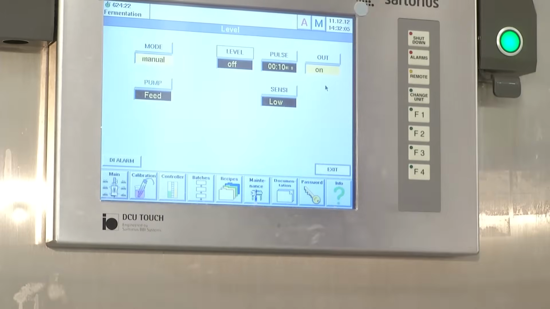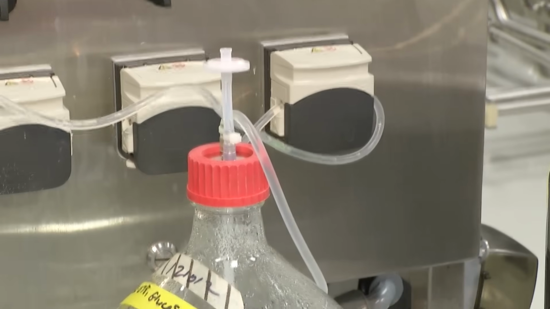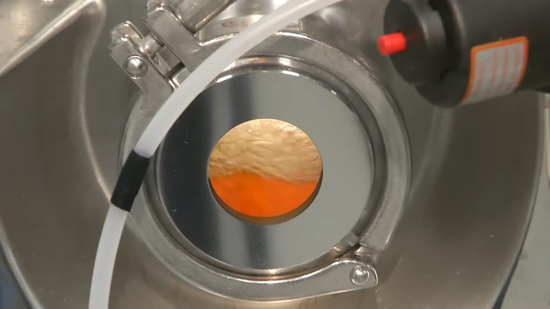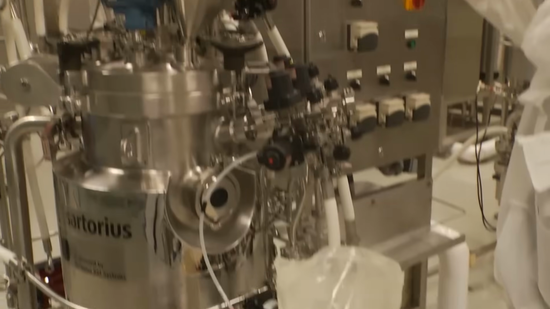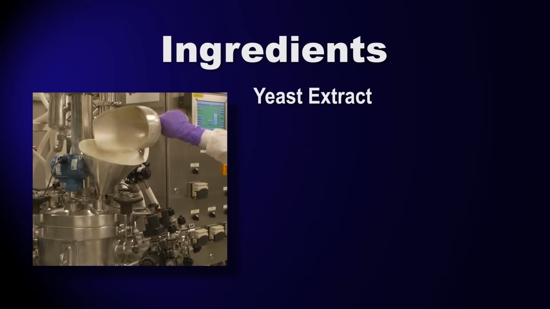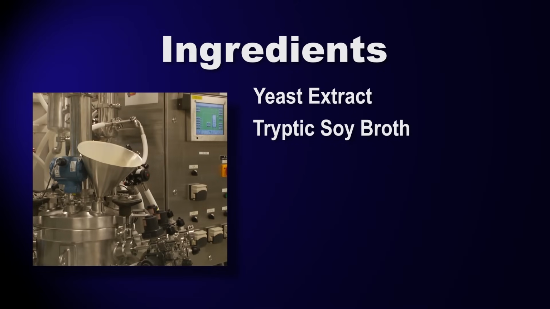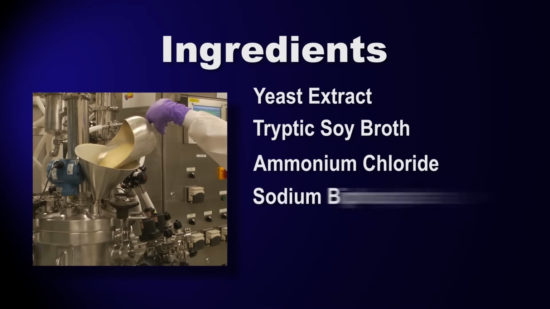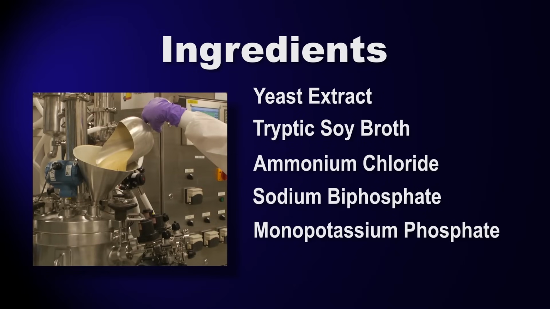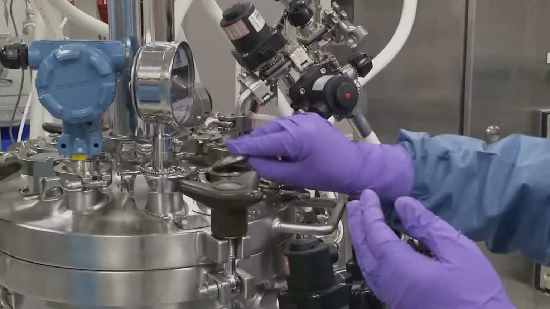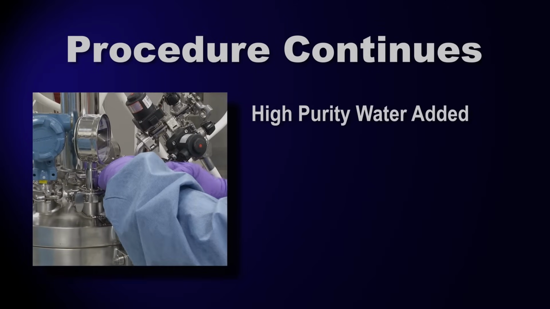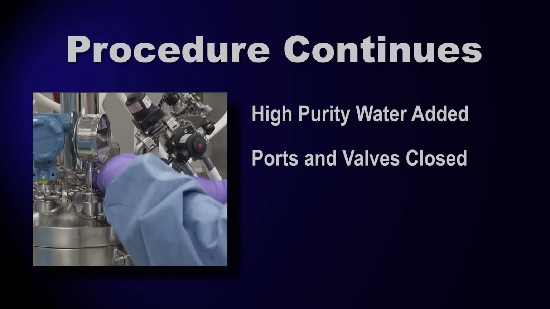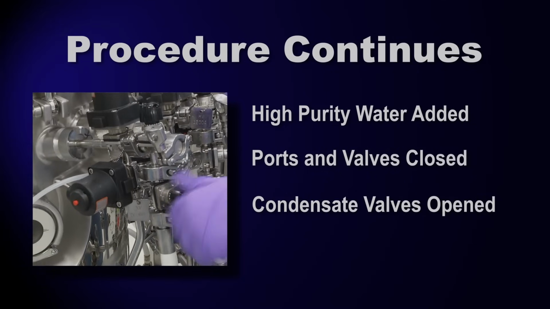Once the reactor passes the test, we are ready to mix the media in the vessel. The agitator is turned on, and the ingredients are added. Yeast extract, tryptic soy broth, ammonium chloride, sodium biphosphate, monopotassium phosphate, and an anti-foam compound. Once all the initial ingredients are in, another 10 kilograms of high-purity water is added. All ports and valves are closed. All condensate valves are opened.